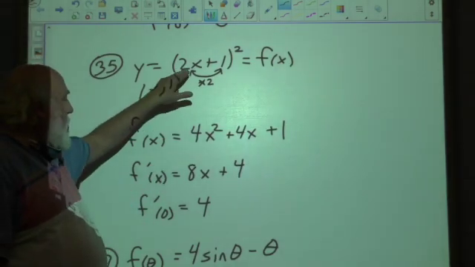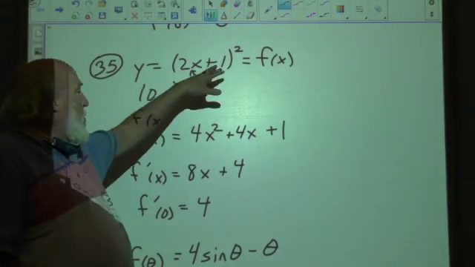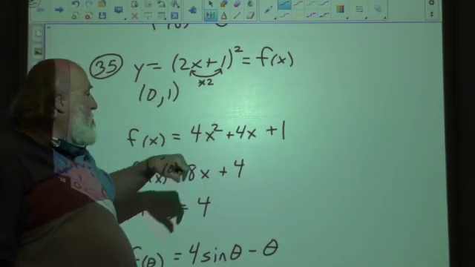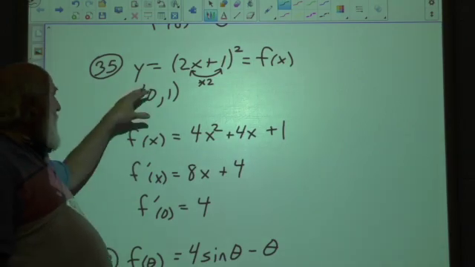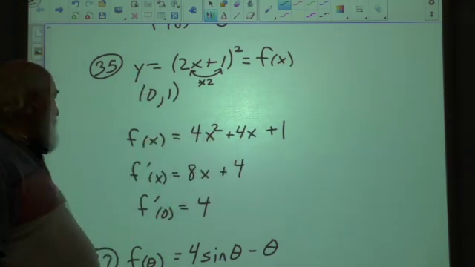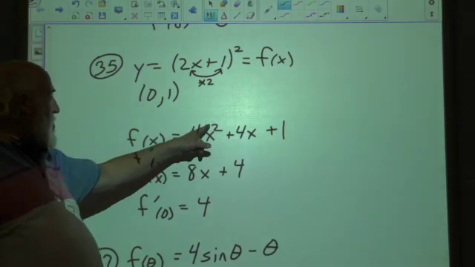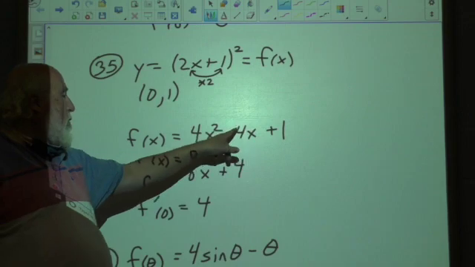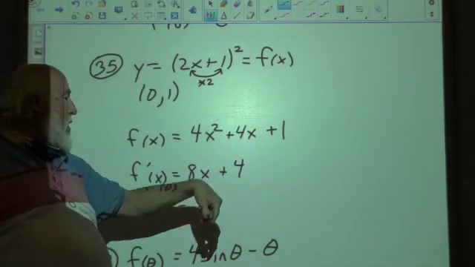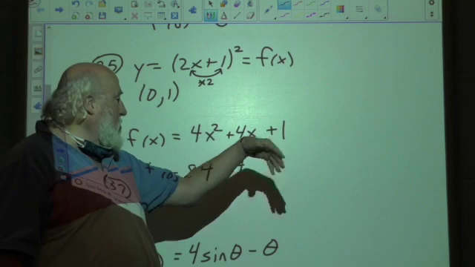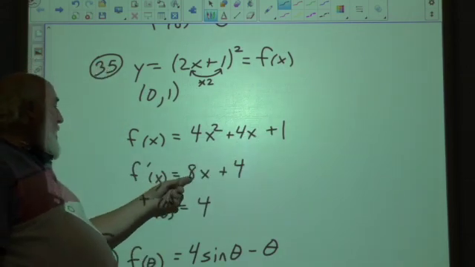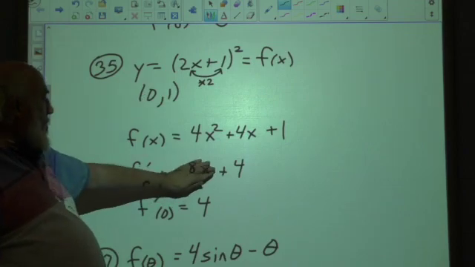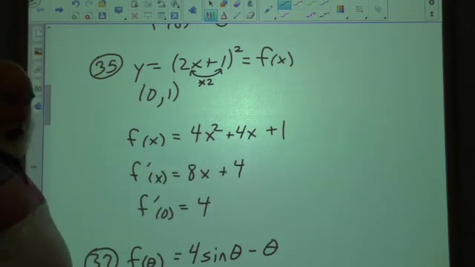Anyway, you square this, which is 4x squared. You square 1, which is 1. And then you multiply these two together, and double it, and you get 4x. So this is the actual function that you're dealing with. That means the derivative: 2 times 4 is 8, 2 minus 1 is 1, so the exponent is 1. 1 times 4 is 4, and 1 minus 1 is 0, so the x term drops out. This is a constant, so that's gone. So this is 8x plus 4, and we're looking at the slope where x is equal to 0. That drops out to leave us an answer of 4.